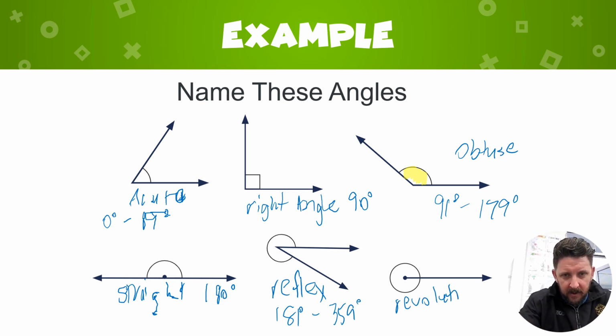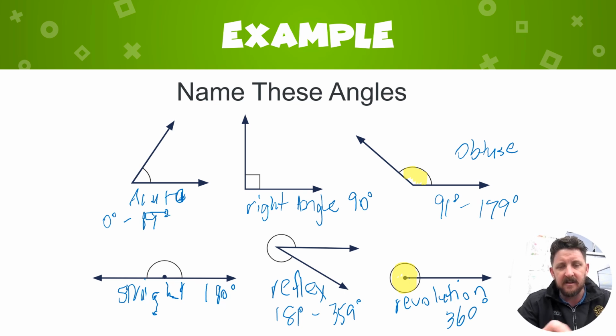The last one there is what we would call a revolution. Now, a revolution is where you make one full turn, and you can see that it's started, it's gone all the way around, it's ended. You can also see that it's a revolution because the arc that it forms with the angle completes an entire circle. Now, a revolution, like a right angle and a straight angle, can only be one measurement, and that is 360 degrees.